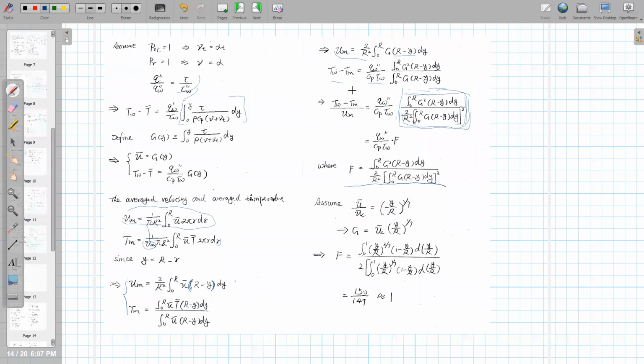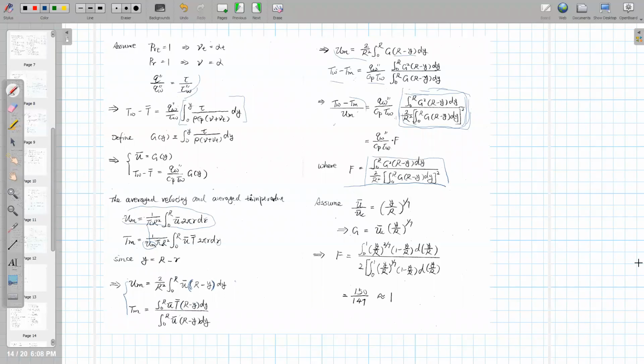Basically, it's telling us that the qw prime prime and tau w can be related to this Cp temperature difference and the mean velocity. So if we regroup it together, you will get the Nusselt number and the Reynolds number in some way, because with tau W and the Reynolds number, you get a relationship between the friction and the heat transfer rate. The only thing is that you do not know this F term.